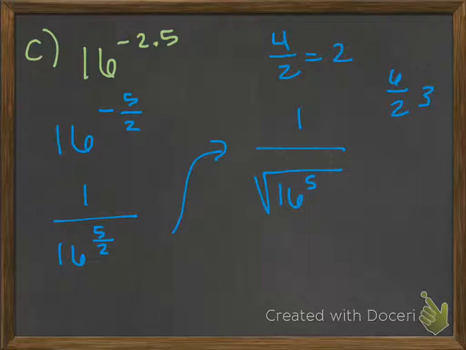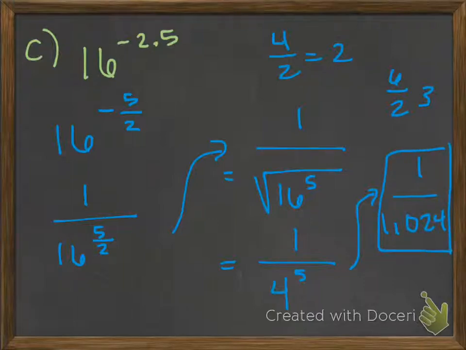And the other day in class we talked about how you have two options. I could raise 16 to the 5th power and get that large number and then take the square root of it. Or we could do the other way around. So we can take the square root of 16, and the square root of 16 would be 4, but I still have to raise it to the 5th power. So then we would have 1/1024. And that would be our final answer for letter C.